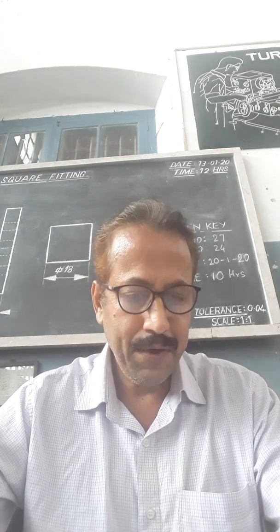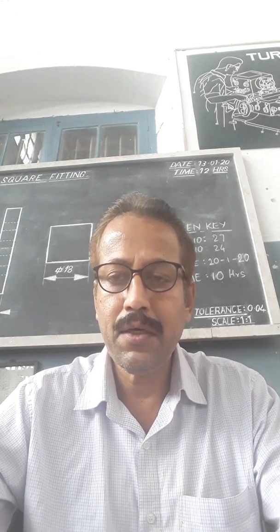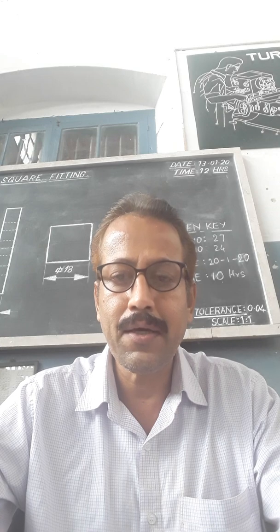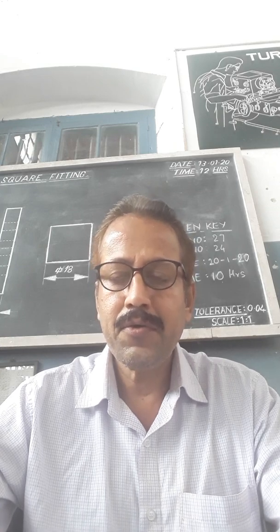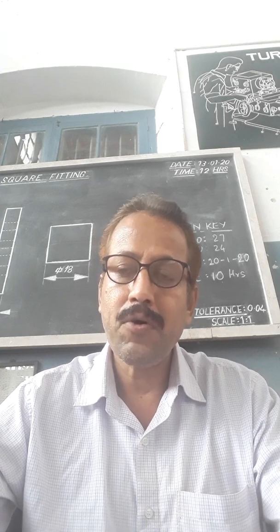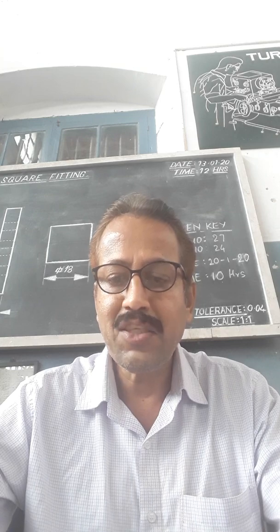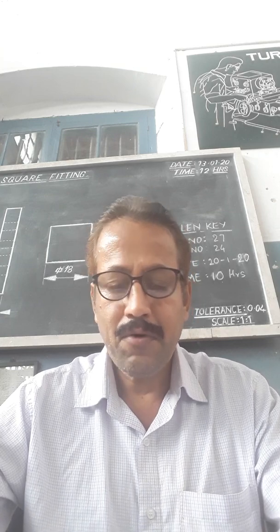So another type of key is called a jib head key. Why is this name given? Because a head is provided on the key, it is called a jib headed key. This jib head key is used for transmitting the torque from one shaft to the other shaft. More torque or more load can be transmitted, but it is not suitable for high speeds.